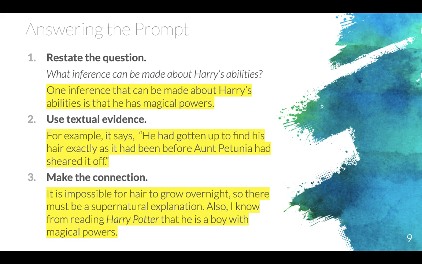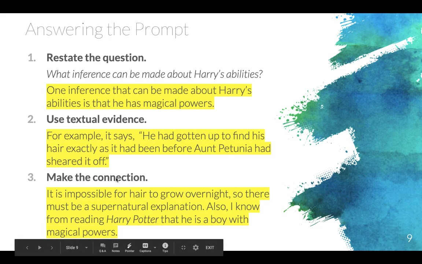For example, it says, "he had gotten up to find his hair exactly as it had been before Aunt Petunia had sheared it off." Notice the comma to introduce the quote. We've practiced this when we wrote our essays this year. Notice the period inside the quote mark there at the end. Again, something we've practiced this year. So just keep those details in mind.